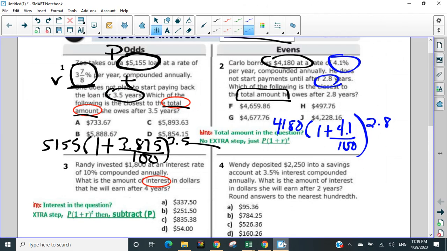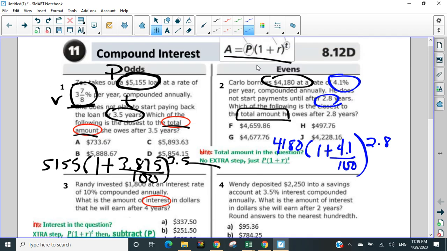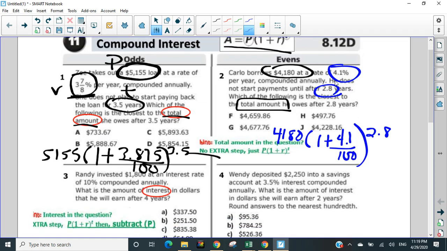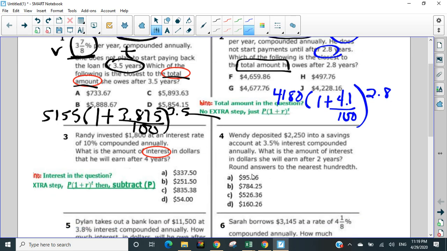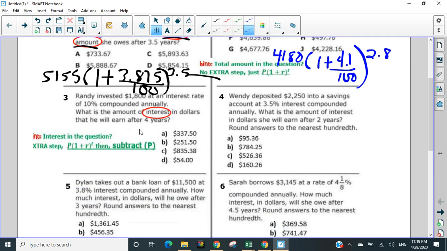Okay, so there is no trick on this assignment. You just have to know that it is a different formula, and you have to put your percents into a fraction. Now, if it's given you a fraction, you need to turn it into a decimal. That's all you have to remember, okay, guys? So now for number 3, it's exactly the same thing. You're going to set it up.